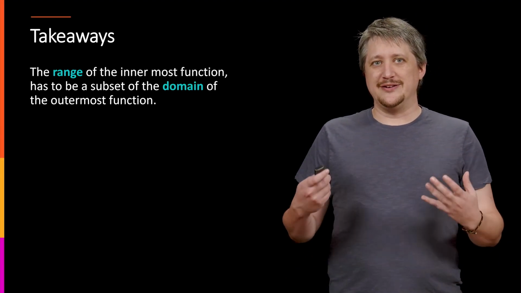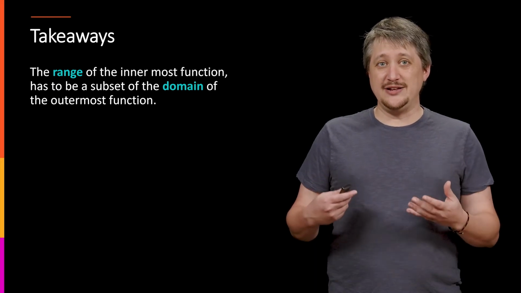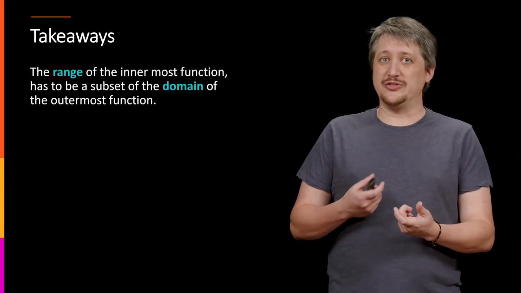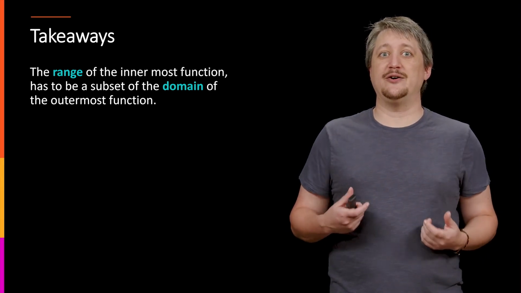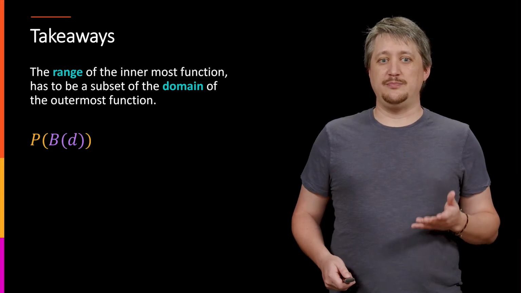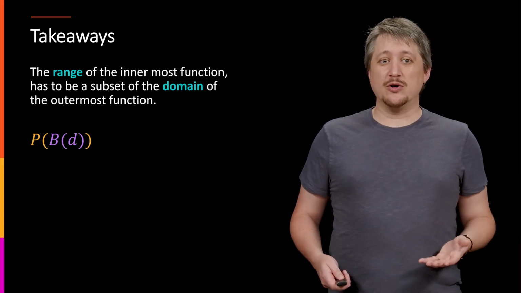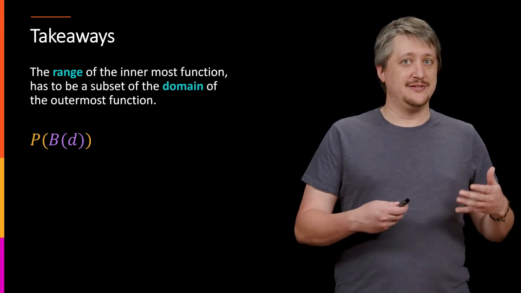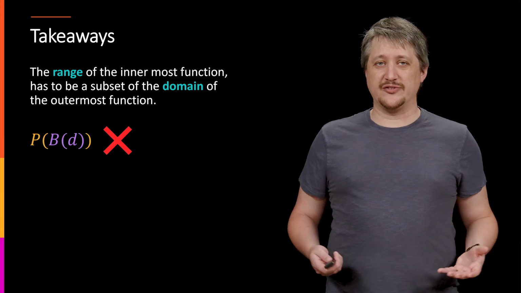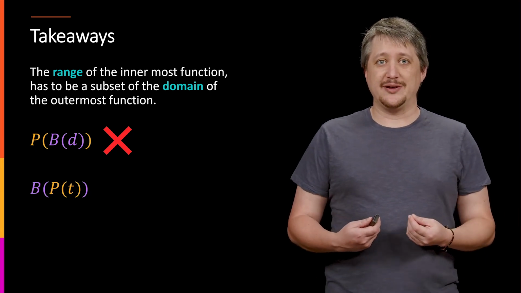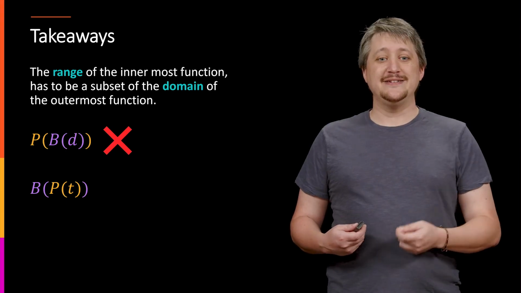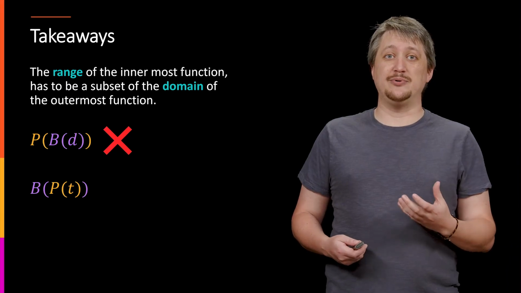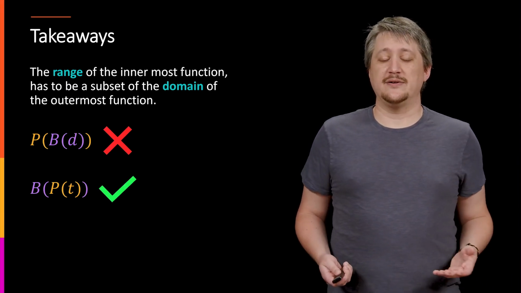So the key idea there is that the range of that inner function, the output of the inner function, has to work with the domain. It has to be a subset of the domain of that outer function. So in our case with P of B of D, that didn't work because the output of the inner function was number of bricks and the input needed to be time in months. So that didn't work for us at all. But when we flipped it, when we were doing the B of P, P has as an output money, dollars, and B needed to take in an input of money, so that did end up working, okay?